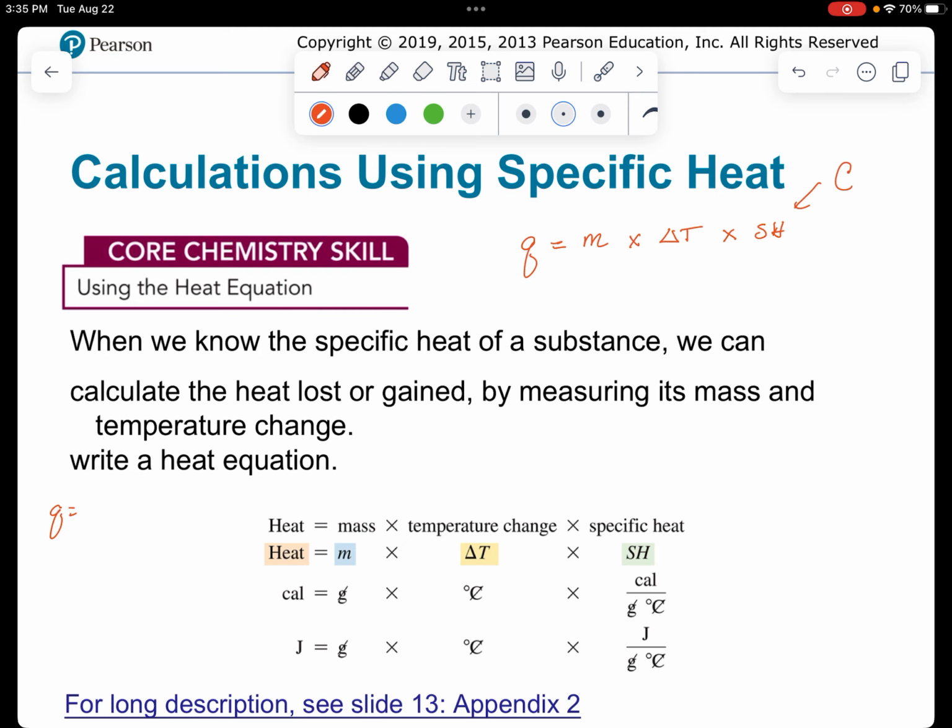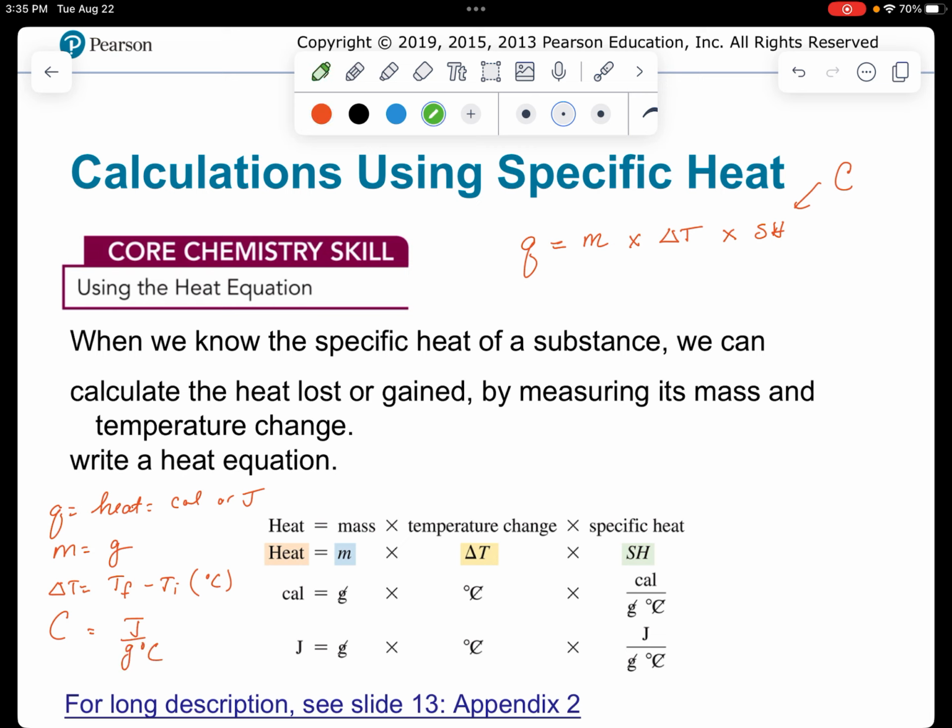Q, which is heat, can have units of calories or joules, or kilocalories or kilojoules. M must be in grams, that's the mass. Delta T is going to be in Celsius, and it's always the final temperature minus the initial temperature in degrees C. And then specific heat is either joules or calories per gram degrees C.